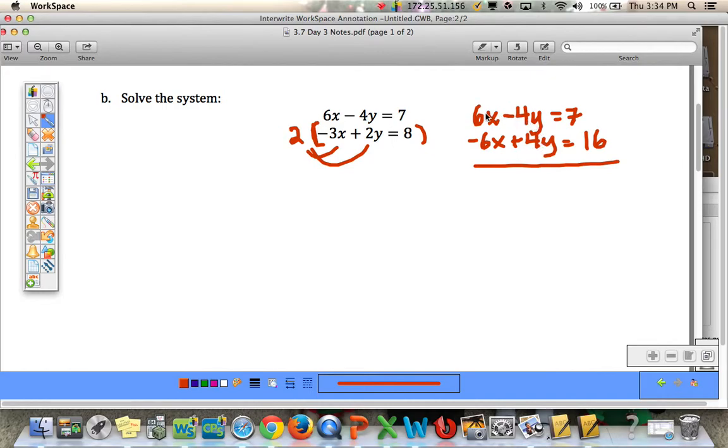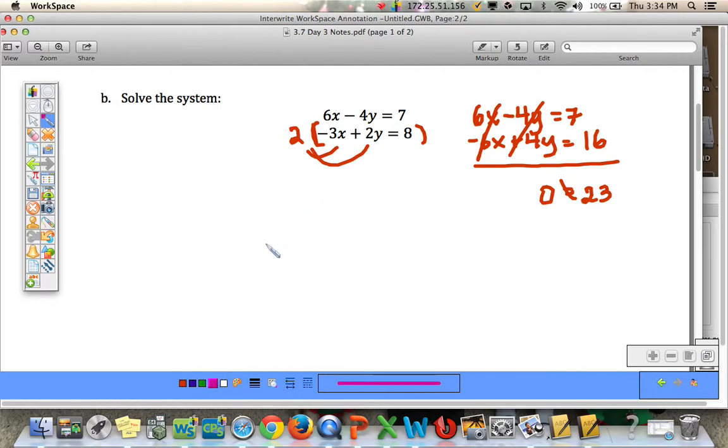If we take a look at this right here and add them together, the x's canceled as they should have, but if you take a look at this, the y's also cancel, and we get 0 equals 7 plus 16, which is 23. And we know that this is not true. 0 never equals 23. So let's talk about what this means. When you have something that looks like this, we could graph each equation, and what it's going to end up being is lines that never cross. Again, we're trying to find the point of intersection, and if they never cross, they're parallel lines.